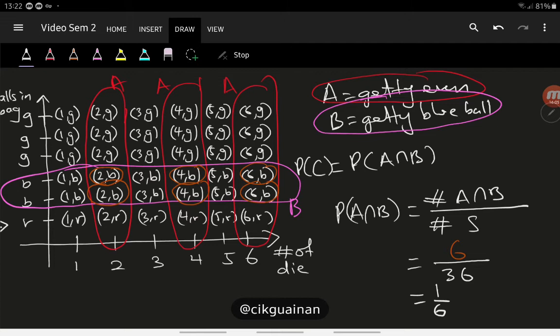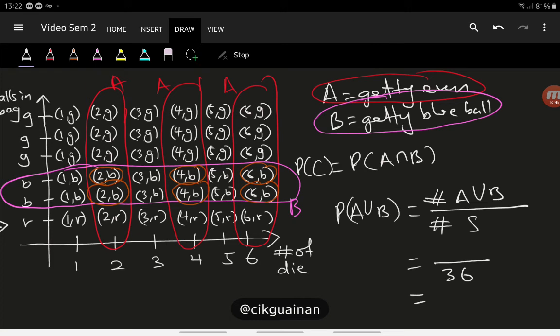We can do the same thing for union as well. Let's say we change this one to union. The S is just the same thing, still 36. What does A union B mean? Unlike intersection, which means must obey both conditions, which is even and blue ball, union means the union, as the name itself. It means that as long as the combination obeys either one of them, we take.